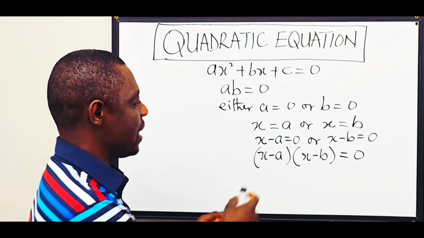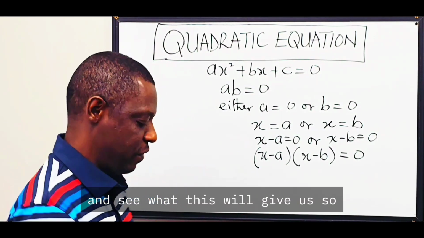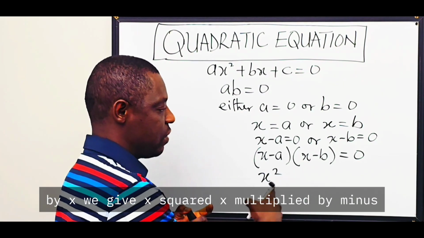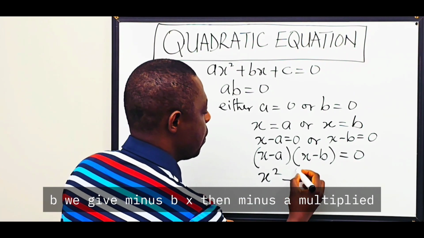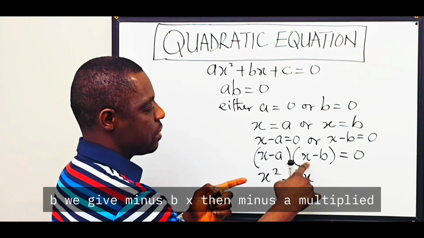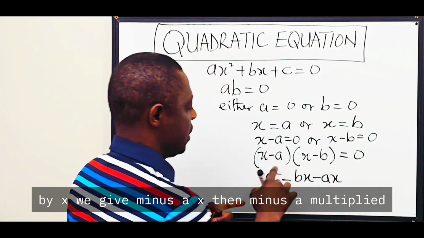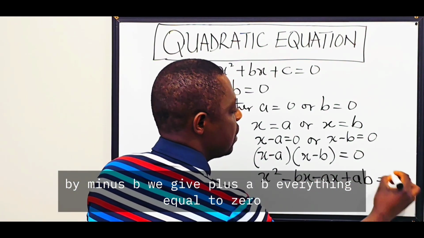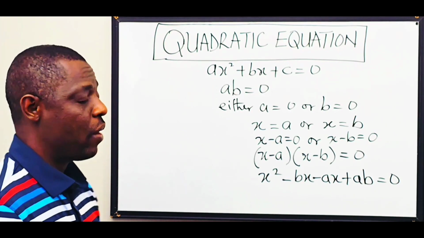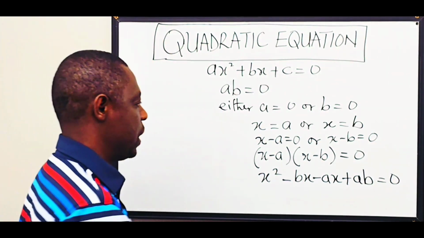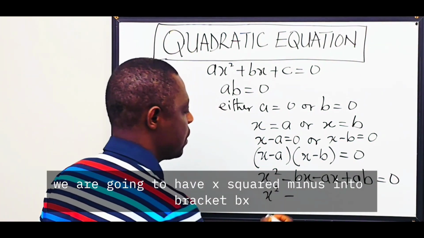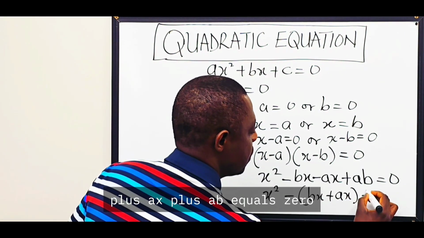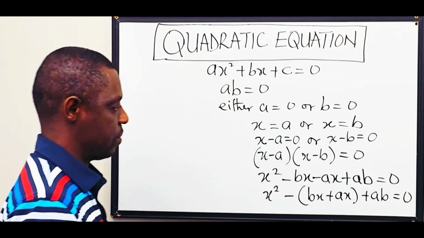Let us open this and see what it gives us. If you open it, x multiplied by x gives x squared, x multiplied by minus b gives minus bx, then minus a multiplied by x gives minus ax, then minus a multiplied by minus b gives plus ab, everything equal to 0. Now, if we factor them out, we are going to have x squared minus, in brackets, bx plus ax, plus ab equals 0.